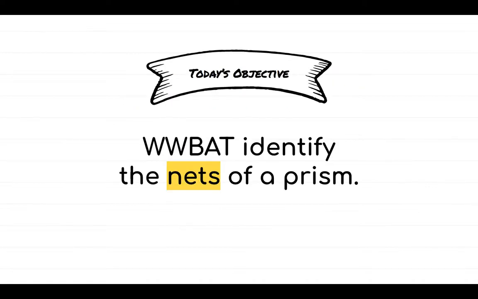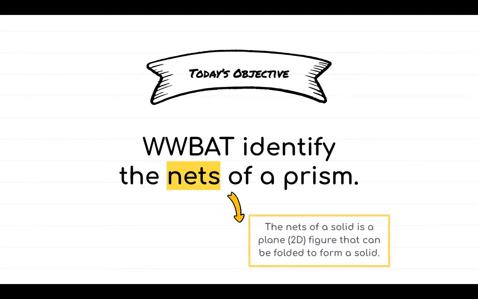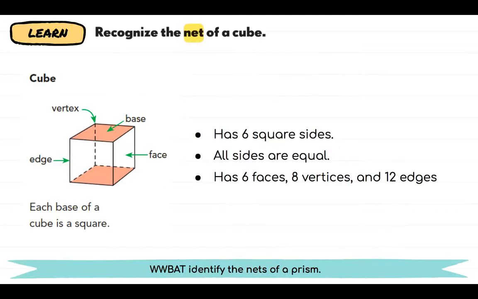Today we are going to identify the net of a prism. The net of a solid is a plane or two-dimensional figure that can be folded to form a solid. Let's look at the first example: the net of a cube. Remember we learned yesterday that a cube has 6 square sides. All sides are equal. It has 6 faces, 8 vertices, and 12 edges.